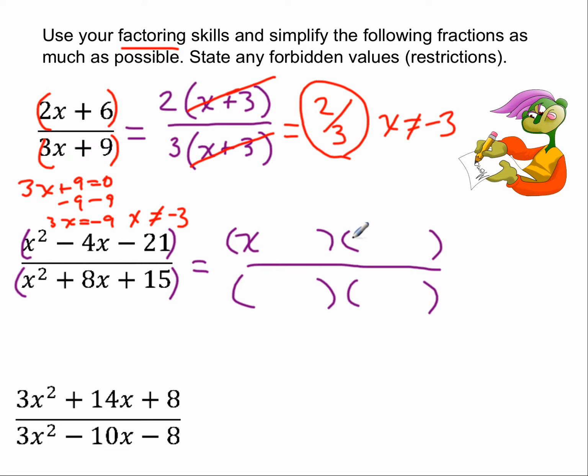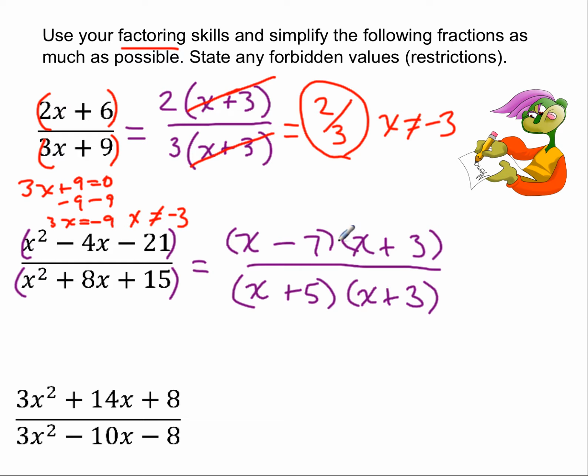So I have an x, and I need to make 21. I know 7 and 3 make 21, and if I make 7 negative and 3 positive, I'll get a negative 4x. Okay, now let's do the bottom, x and x. I need to make a 15, 5 and 3. Those guys will add and give me 8, but they will multiply and give me 15. So I've successfully factored the top, and I successfully factored the bottom.